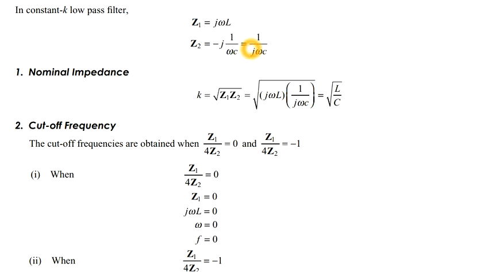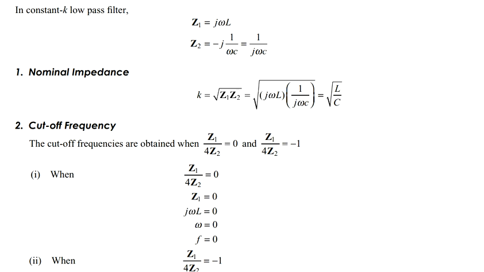Fine. Now what is the nominal impedance for constant K filter? It is nothing but K, which is equal to square root of Z1 into Z2. So with that you will get square root of L by C as nominal impedance. Remember, all these terms have to be derived for all the different types of filters. This is for low pass filter. Next, all the same parameters will be considered for high pass, band pass as well as band stop filters. So all these have to be determined for all the filters.